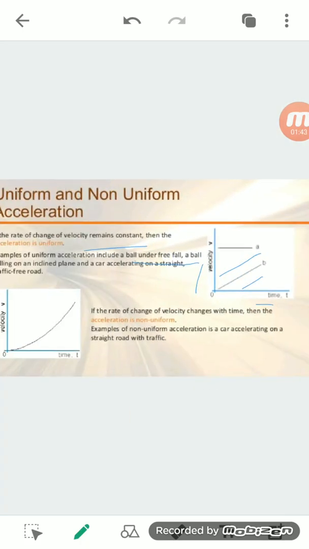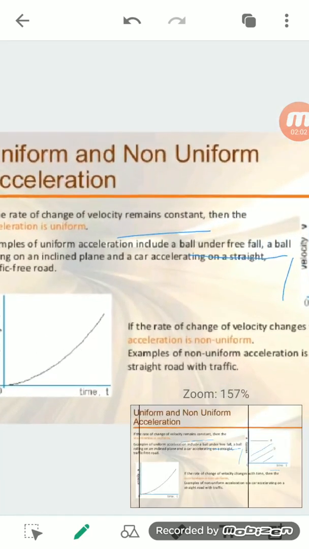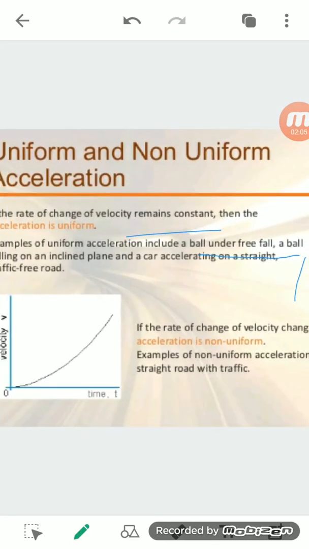When we talk about non-uniform acceleration, if the rate of change of velocity with time is not uniform, that kind of acceleration is known as non-uniform acceleration. To represent non-uniform acceleration, you can see here in the velocity-time graph, the line is curved. Here it was straight, here it is curved.